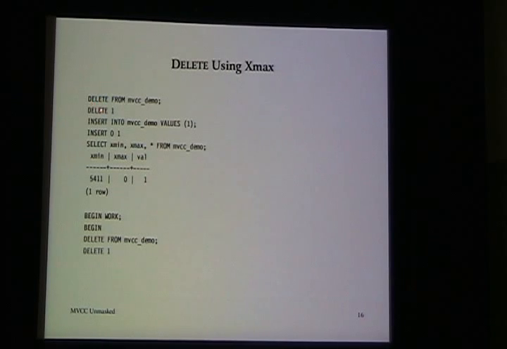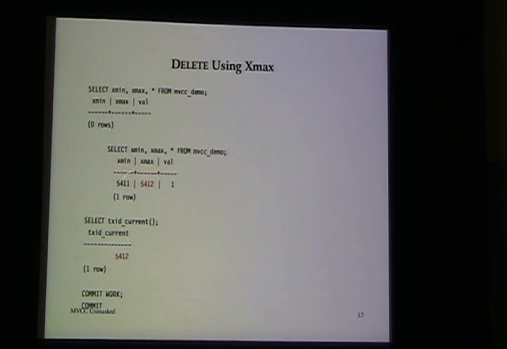Let's look at delete. Here we insert a row. We take a look. This is our insert right here. Okay, and no expire. Then I begin a multi-statement transaction. I delete the row, and then I look out here in another session. I start a separate session. So I have a new visibility, a new snapshot.